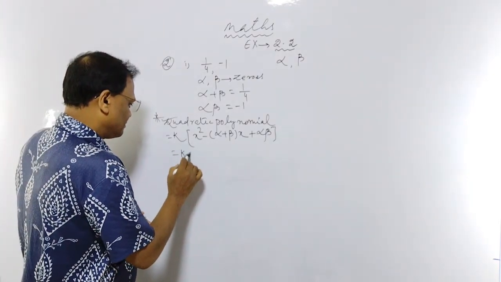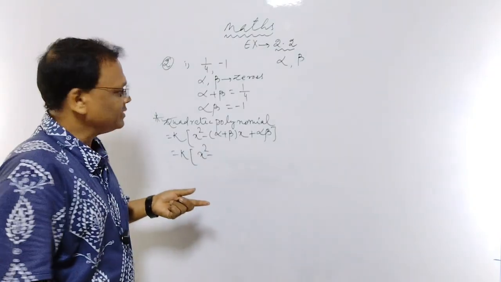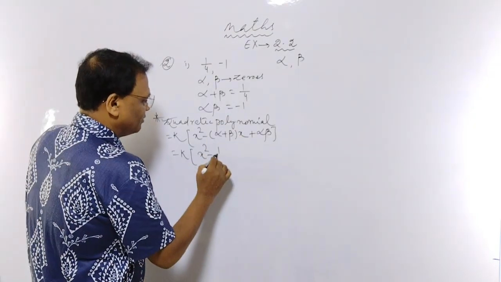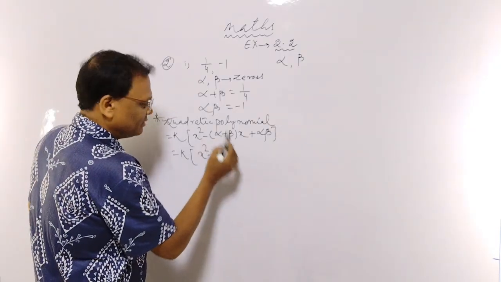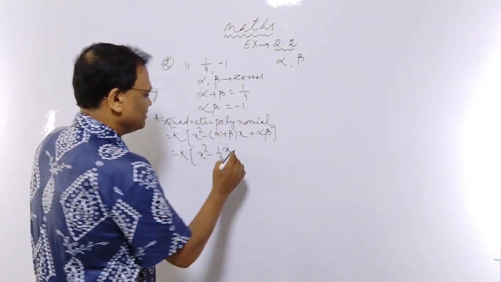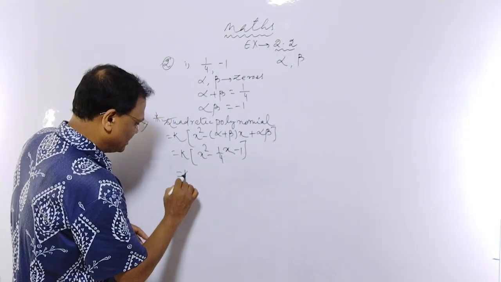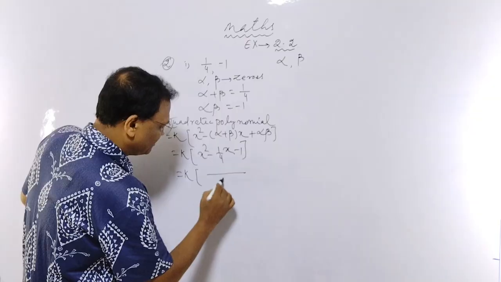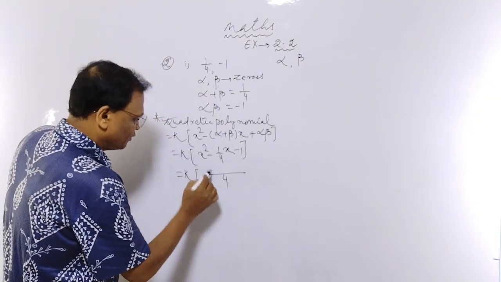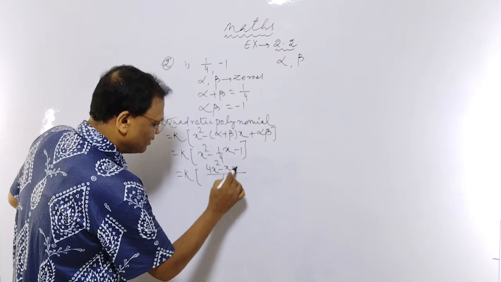k of x square minus, what is your alpha plus beta? It's already given, 1 by 4, alpha plus beta, into x. Alpha into beta is already given as minus 1. Now we only need to simplify. k of, if I simplify, this will give me 4x square minus x minus 1.